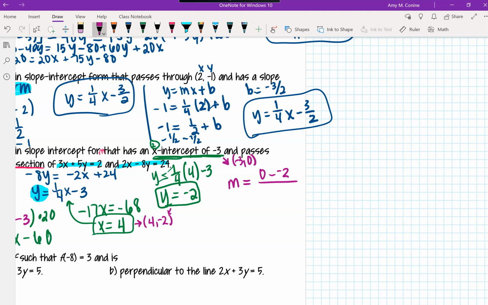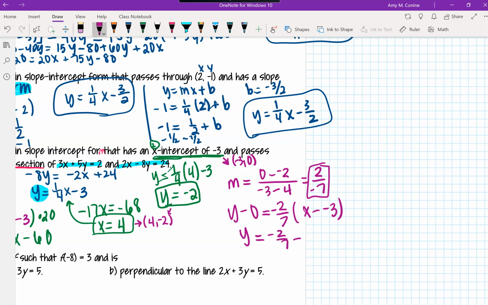So I have my y's on top, I've got my x's in the bottom. Okay, so now I have 2 over -7. So then I'm going to use point slope form. So y minus, it has to pass through either of these points, the x-intercept or the intersection. So I'm going to go ahead and use the intercept because that makes my life a little easier. So y minus 0 equals -2/7, and then x minus -3. So y minus 0 is 0.